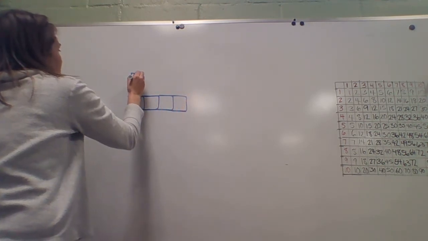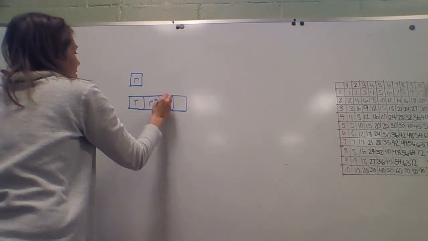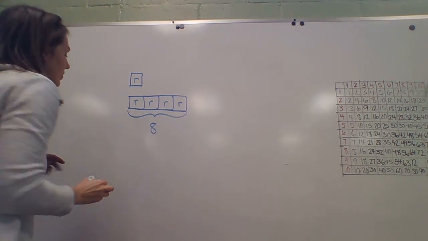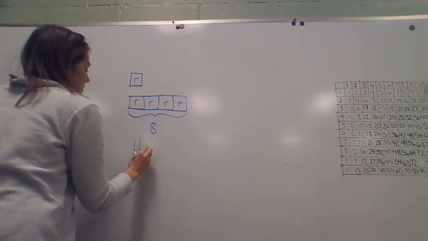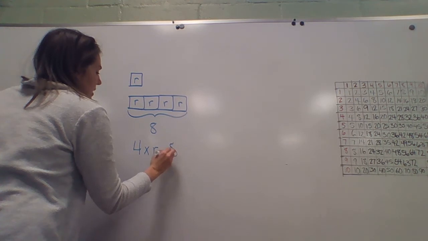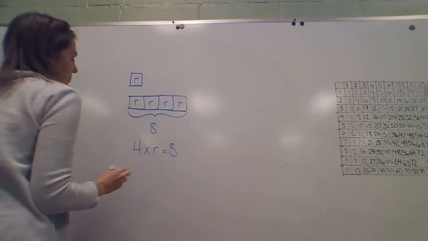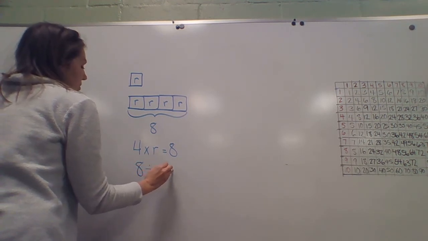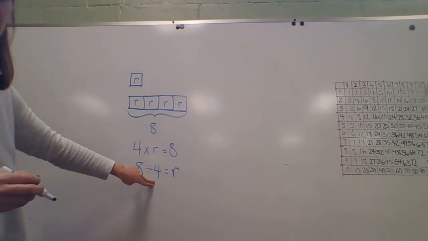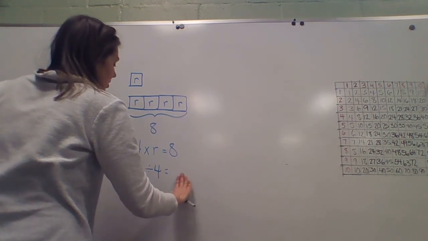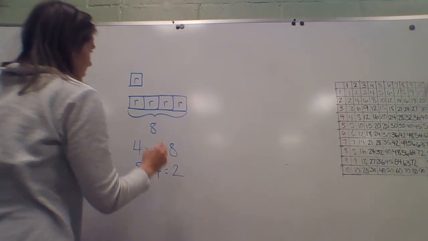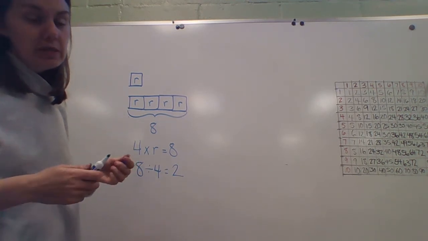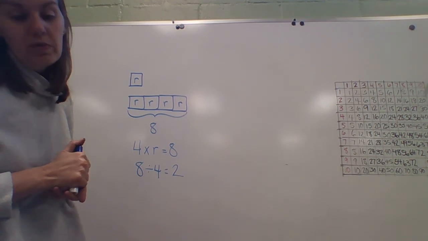So we're going to let R stand for runs. We have R times 4 equals 8 runs altogether. So 4 times R is 8. There we go. So I'm going to think about it as 8 divided by 4 equals R. I know that 2 times 4 equals 8, so I know that R is going to equal 2. So the winning team scored 8 runs. The losing team, their opponent, scored 2 runs.